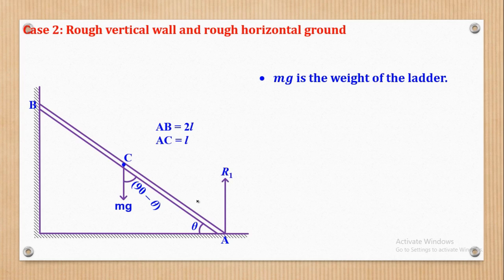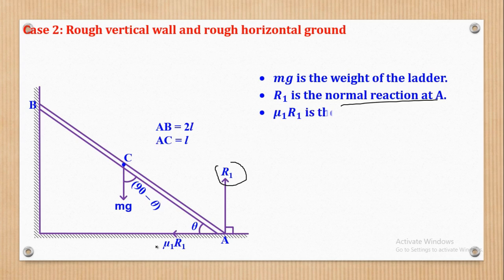So we shall start by also showing the normal reaction at the foot, which is R1, and because this is rough, there will also be friction in the direction opposing the direction in which the ladder would slide. So if this point is to slide, this point will go this side, therefore the friction must act in this direction, as you can see here. So that is for the foot. What about for the vertical wall?